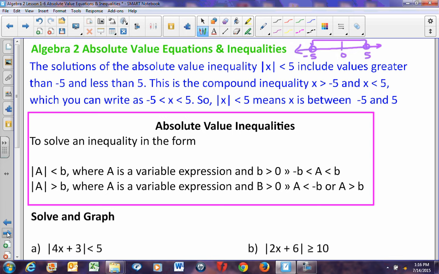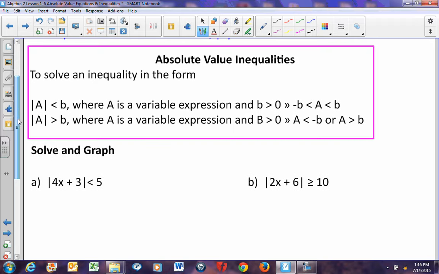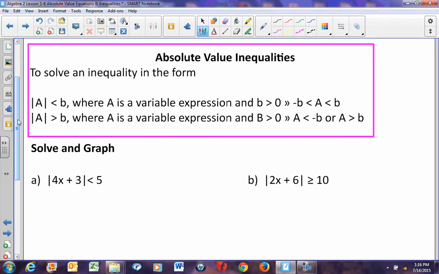So essentially, absolute value inequalities can be written in a special form. To solve an inequality in the form of the absolute value of A is less than B, it's going to be an AND equation, as long as B is greater than 0. When you get the absolute value of A is less than B, A is greater than negative B, but less than B. If you get the absolute value of A is greater than B, you get A is less than negative B, or A is greater than B. These are the things that you need to know.